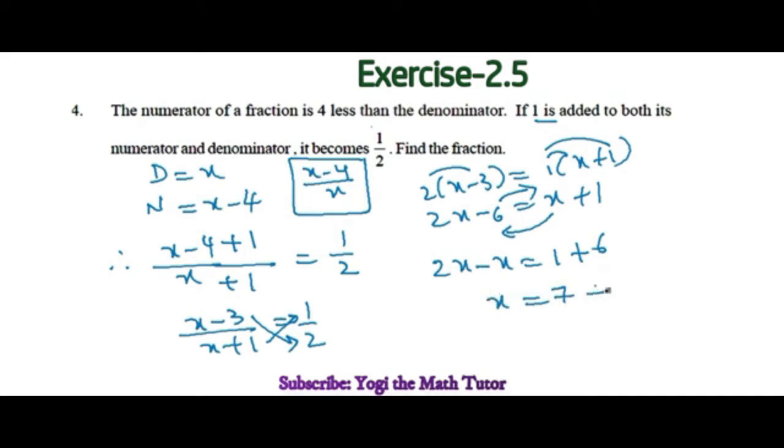What is x? x is nothing but the denominator. So how do we find the numerator now? x minus 4 is equal to 7 minus 4, which is equal to 3. Now this is the numerator of the fraction.